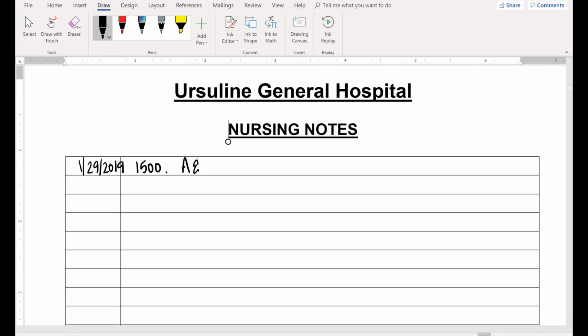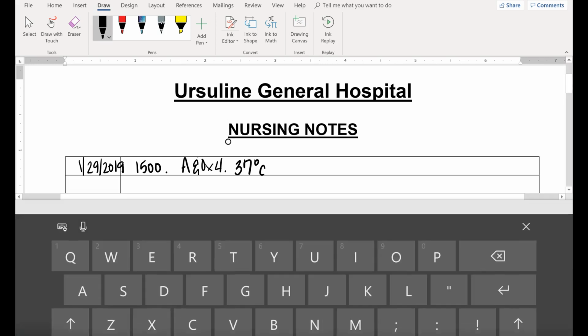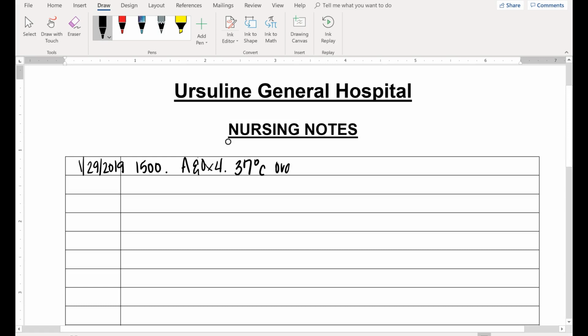All right, so A and O times 4. Okay, the next thing that we're going to document in our note is a set of vital signs. So I'm going to just give you some vital signs. I'm going to tell you your patient is 36 degrees centigrade, oral temperature, okay? And again, remember when I taught you the vital signs, I taught you the very specific order that I want these to go in.